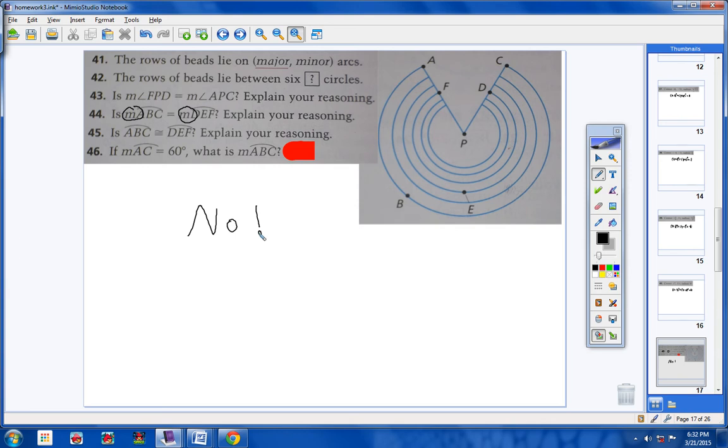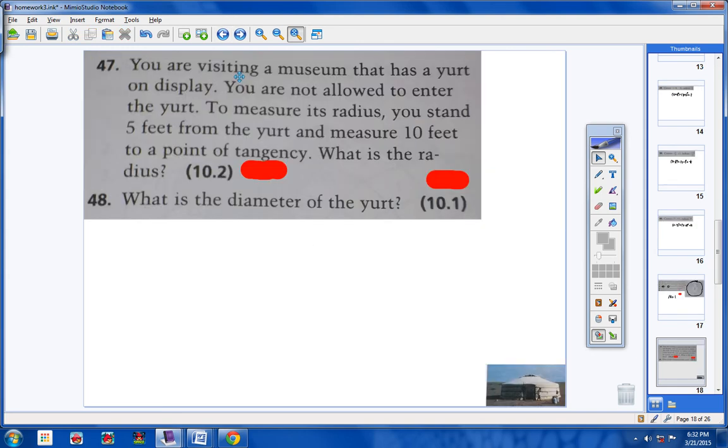Now, if the measure of AC is 60, so if this arc right here is 60, what is the measure of arc ABC from A to B to C? Well, the answer is going to be 300, because going around a whole circle is 360. If we have from here to here 60, then the rest of the circle is going to be 300. So the other arc would be 300 degrees. All right, moving on to numbers 47 and 48.